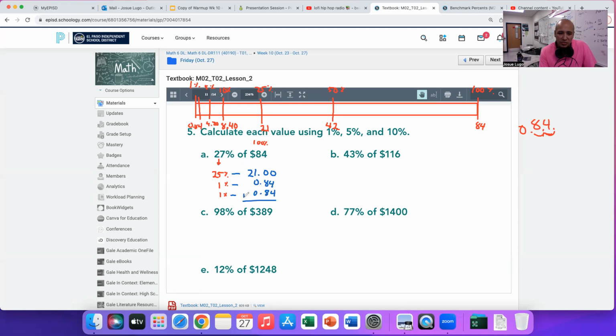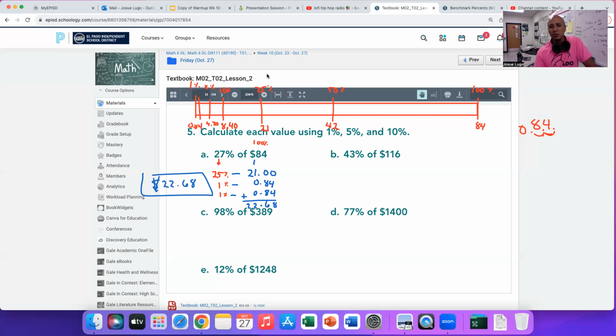So now all I need to do is combine these together. 4 plus 4 is 8. 8 plus 8 is 16. We bring the decimal straight down. 1 plus 1 is 2, and 2 plus nothing is 2. So, ladies and gentlemen, 27% of $84 would be $22.68. There it is. Simple as that. As long as you split your benchmark percentages, you can use those to build up to whatever percentage you need to get to.